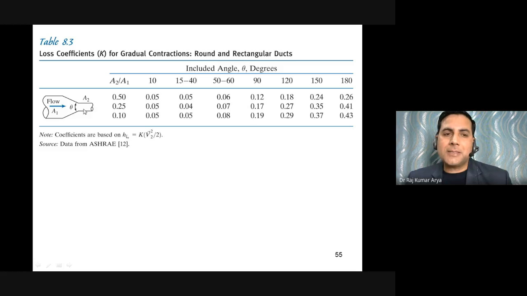You cannot have this end. Somewhere you can have only this particular part, only this one. So that is called a reducer actually here. For this also you have the table, just to calculate this A by D things and the corresponding value of theta and this loss coefficient KL.